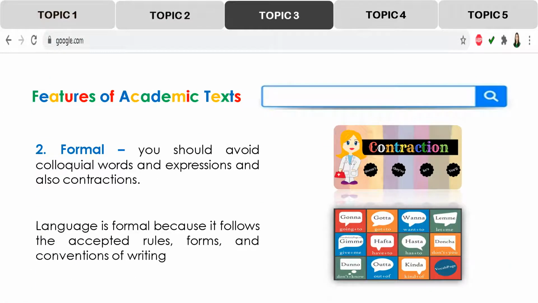Second, academic text requires writers to use formal language. Therefore, you should avoid colloquial words and expressions and also contractions. Language is formal because it follows the accepted rules, forms, and conventions of writing. Let's take, for example, the word I'm. When writing an academic text, you are expected to write it as I am because contractions are not acceptable in academic text. Also, avoid colloquial and slang expressions such as wanna, gonna, kinda. These are totally unacceptable in academic writing.